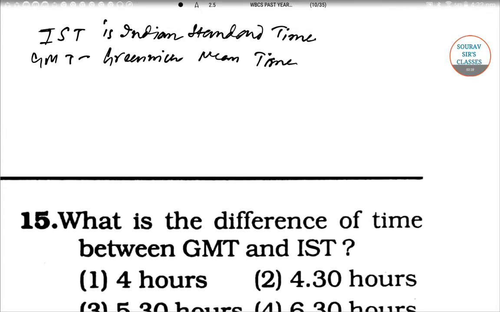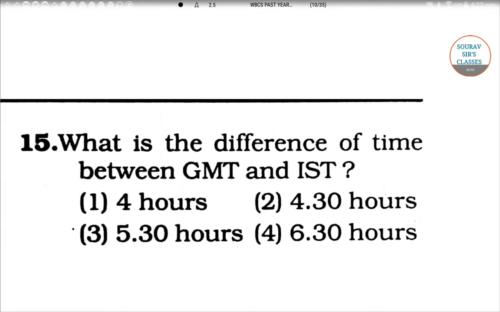GMT is based at the Royal Observatory at Greenwich in the United Kingdom, and IST is controlled on the basis of the 82.5 degrees longitude at Shankargarh Fort in Prayagraj, Uttar Pradesh. So the correct option would be 5 hours 30 minutes, that is option number 3. So we can write option 3 is correct.